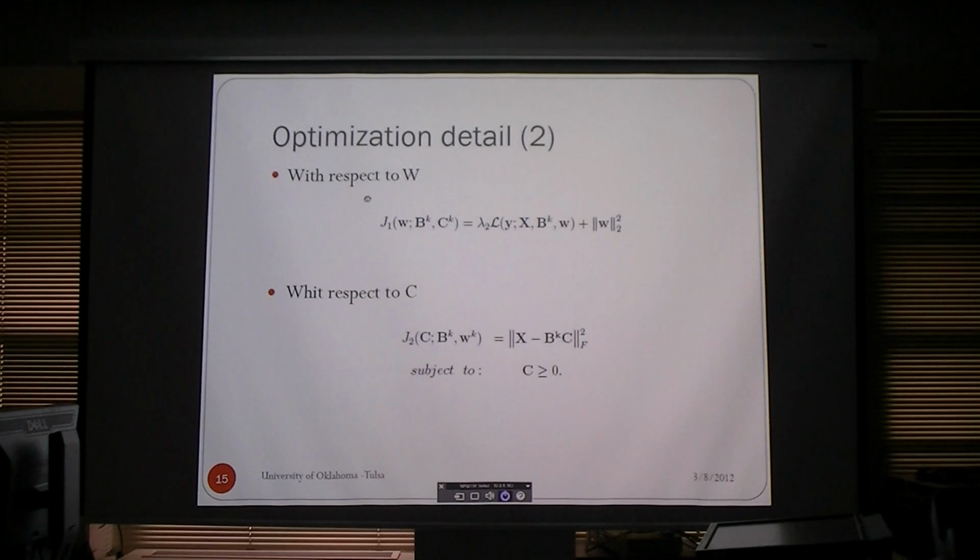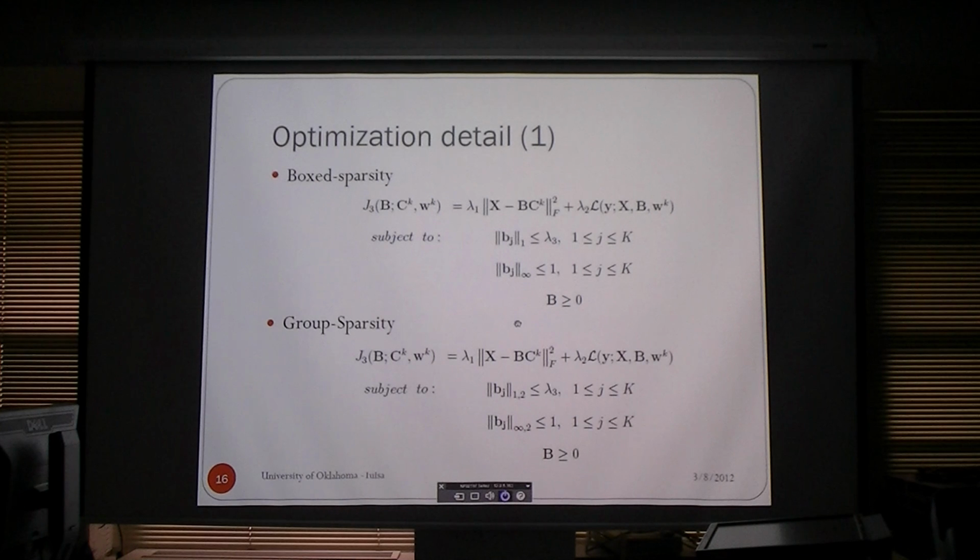If we assume that W is the only variable, in the first term, which is the generative part, we don't have any variable, it is a constant term, and we can ignore it and do the optimization on the loss function and this norm of W. If we assume C is the variable, the loss function and this W norm don't have C, and the only function that we have is the norm of X minus BC.